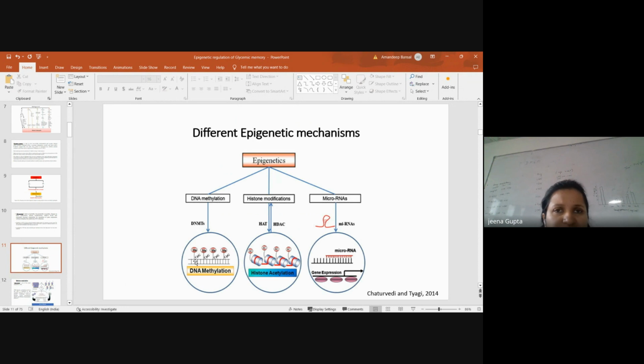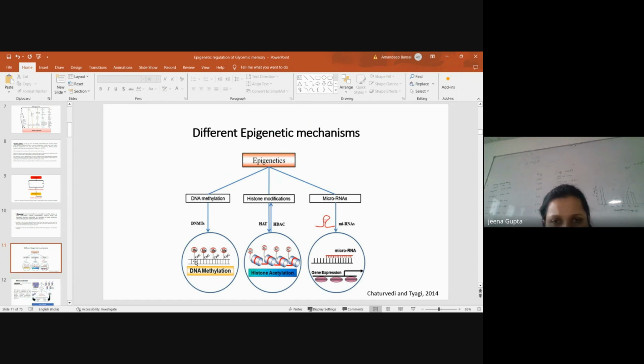Similarly, there are histone modifications. Histone modifications are of various types, for example acetylation, methylation, adenylation, ubiquitinylation. We all know that histone proteins are basic proteins. They have N-terminal tails which are rich in basic amino acids like lysine and arginine. These amino acids are responsible for the interaction of the histone proteins with the DNA, and for the chromatin structure, the nucleosomal structure of the chromatin.